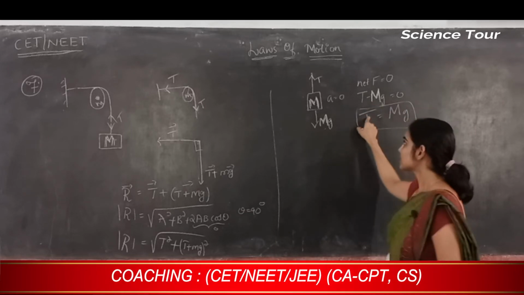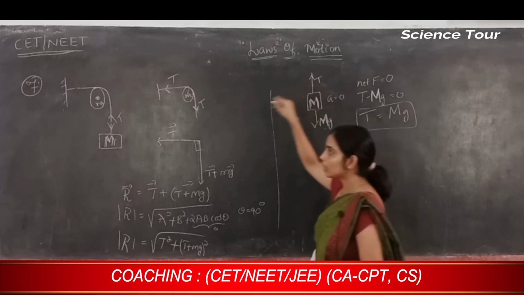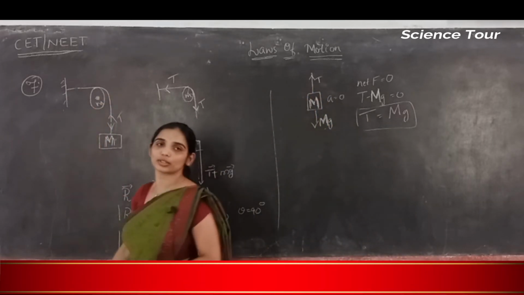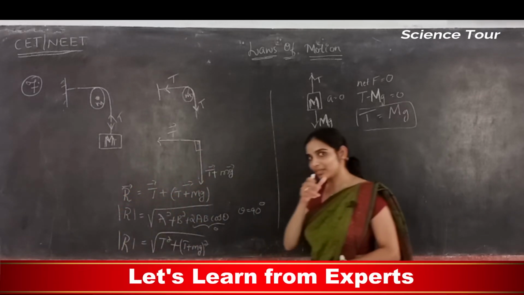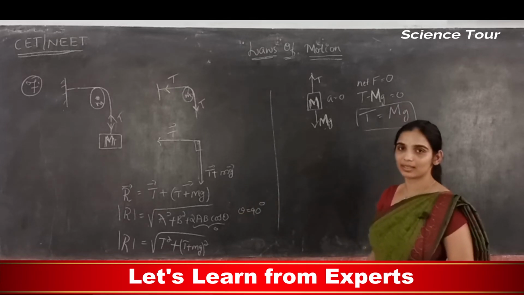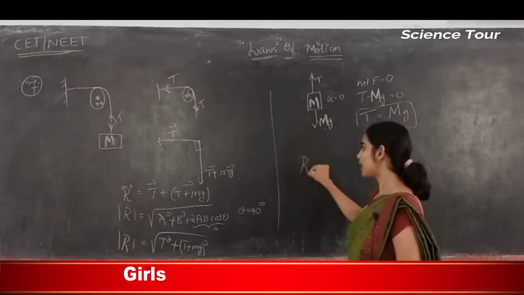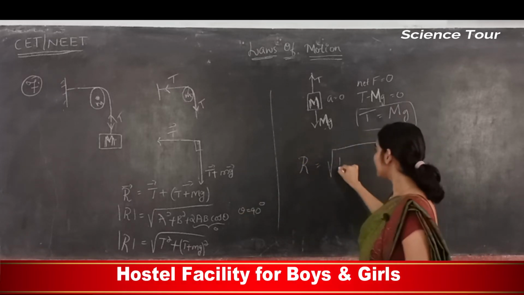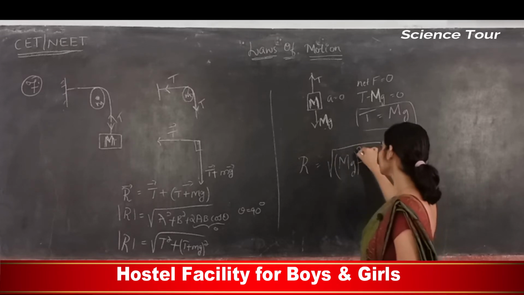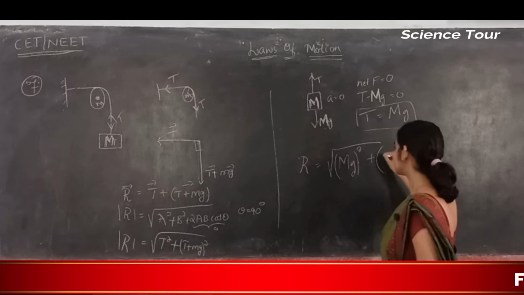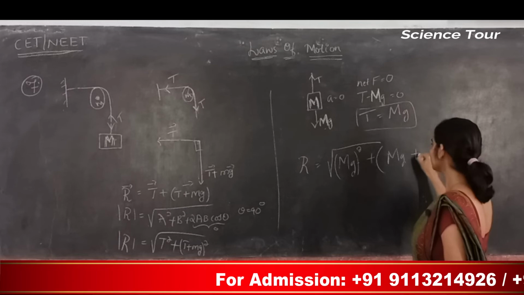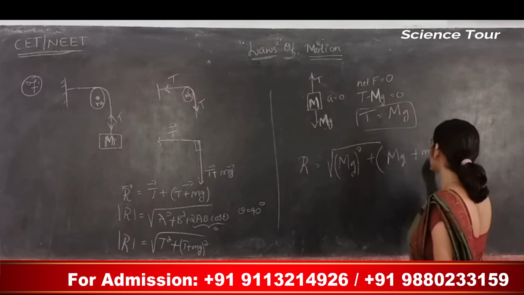Now this is the tension acting on this part of the rope. For the pulley as well as for the block it is the same, but the direction is different depending upon which body you are talking about. Can I apply it in this formula now? So R is equal to the square root of capital Mg whole square plus T plus, that is capital M into g plus small m into g, whole square.